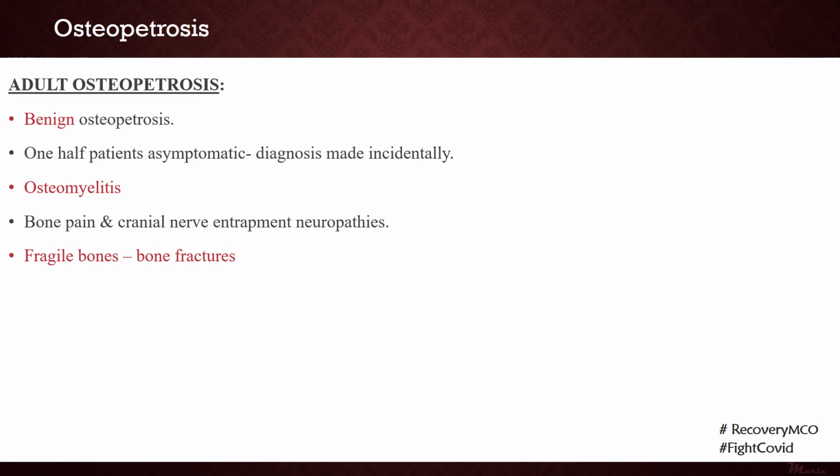Such patients are predisposed to osteomyelitis. As we had discussed previously in the pathogenesis, osteopetrosis may result in compromised vascular supply, which may predispose to osteomyelitis. There may be entrapment of cranial nerves resulting in neuropathies and bone pains. We have also discussed that in osteopetrosis the quality of bone is compromised, which results in frequent bone fractures.